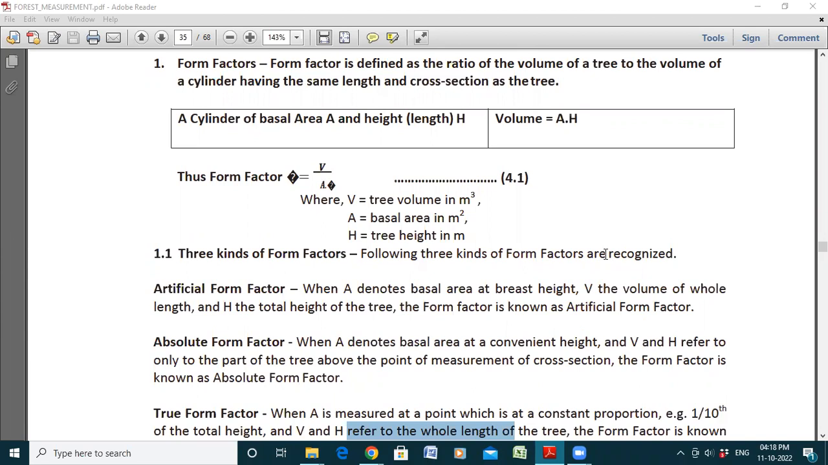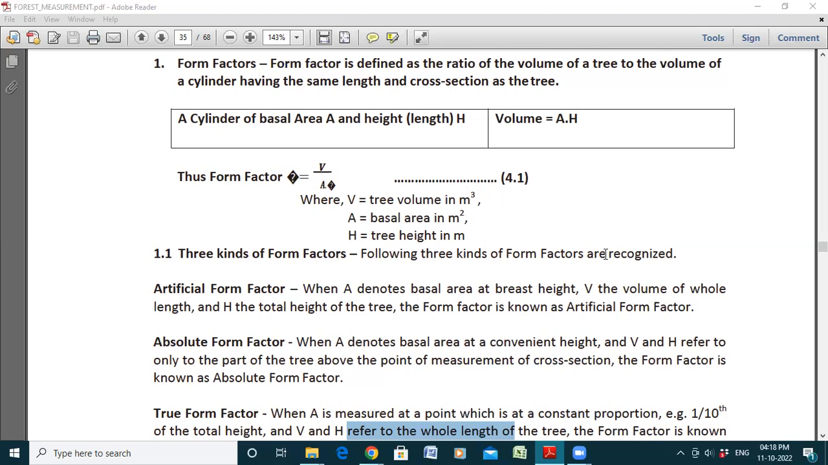The first topic is form factor. What does form factor mean? We know that when we try to find out the volume of a tree, then we try to do that with the help of some geometrical shapes, right? Here, form factor is defined as the ratio of the volume of a tree to the volume of a cylinder having the same length and the cross section as that of the tree, right?